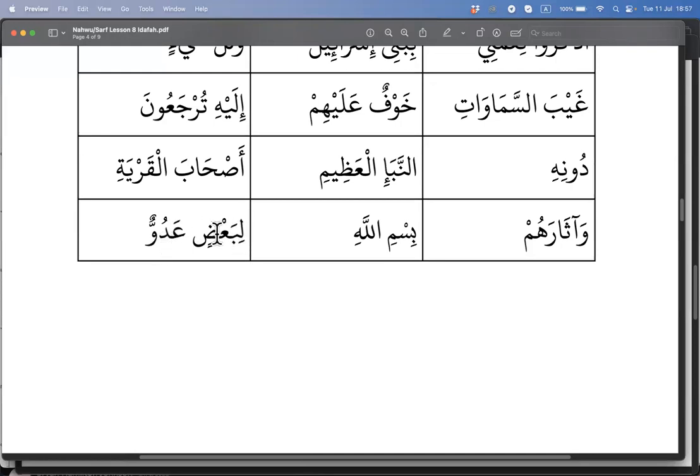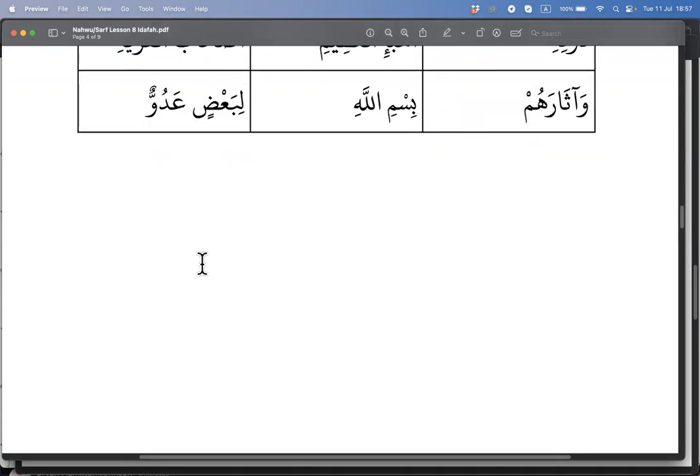This one, ba'du, is actually a special mudhaf. What does it mean? Ba'du, ba'din. Some. Yes, this is some. But this one we don't have mudhaf ilayhi, so that's why it's tanwin. Clear, inshallah. Okay, we'll stop here for today.